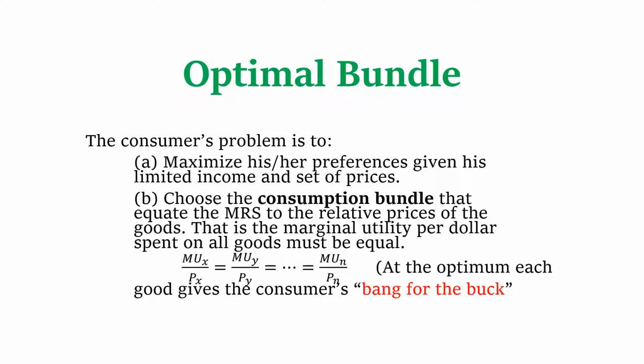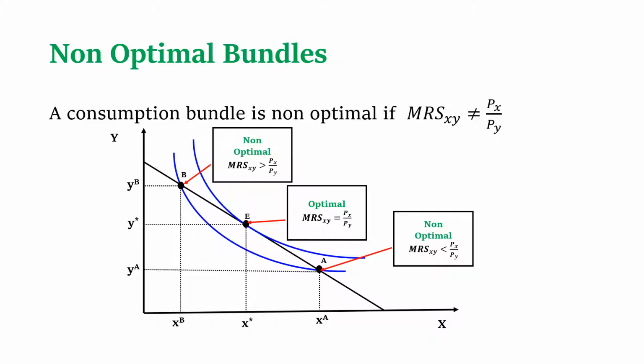So at the optimum point, each optimal bundle gives the consumers the bang for the buck. Now let's look at the optimal bundle here, which occurs at a point where the marginal rate of substitution is equal to the relative prices of the two goods. Clearly, at point B, we notice that the marginal rate of substitution is not equal to the relative price of the goods, so that is not optimal. That is a non-optimal bundle.